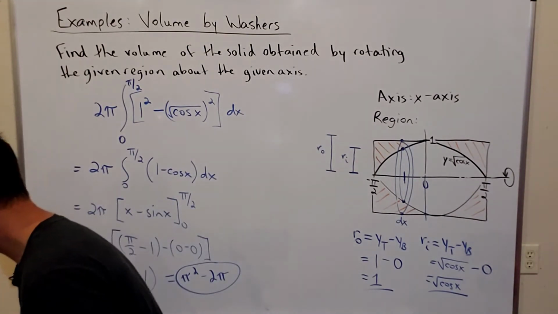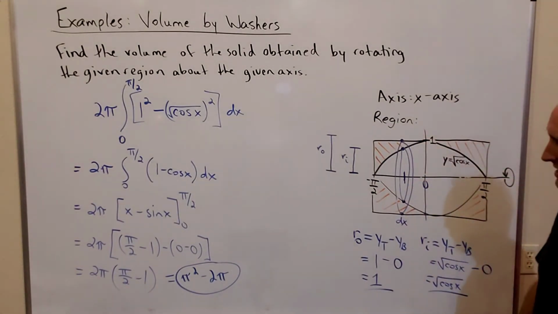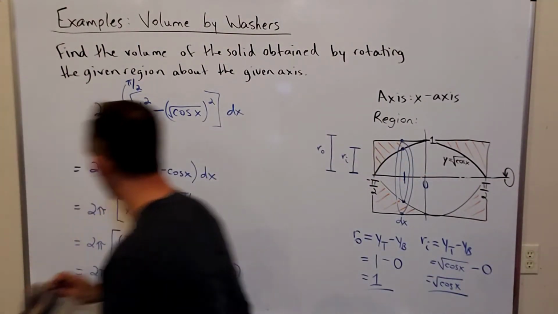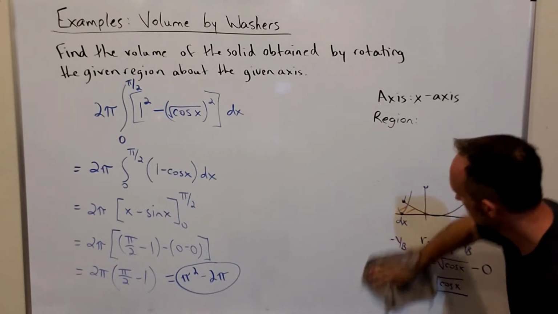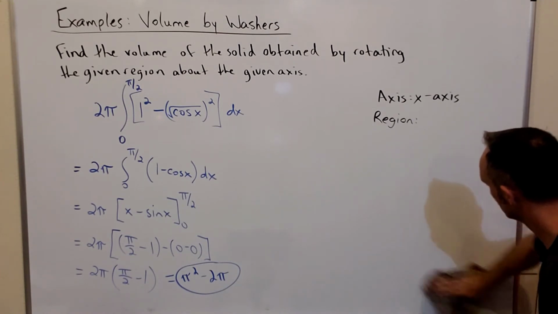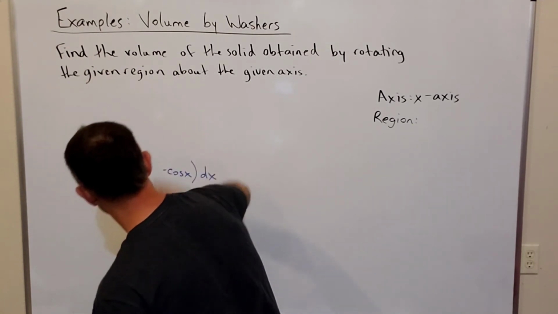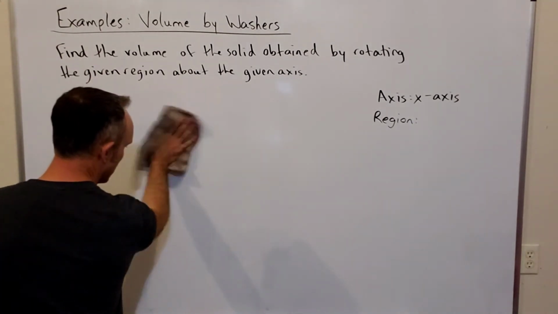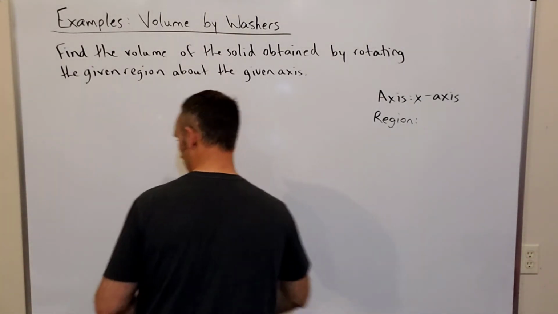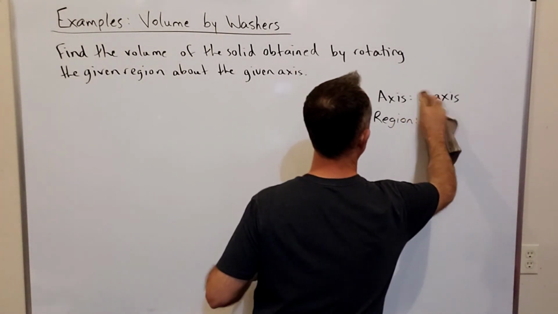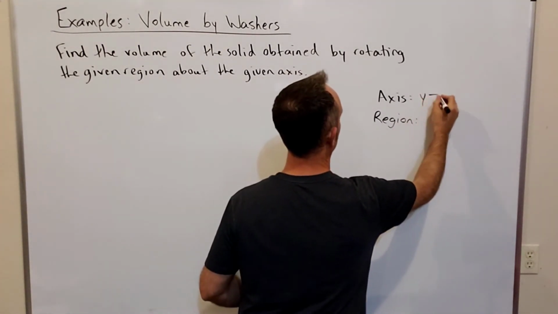Now, we've done an example where we rotated around the y-axis. We did an example where we rotated about the x-axis. Now let's look at an example where we rotate around a different axis altogether. All right, so now we're going to rotate about the line y equals 1.